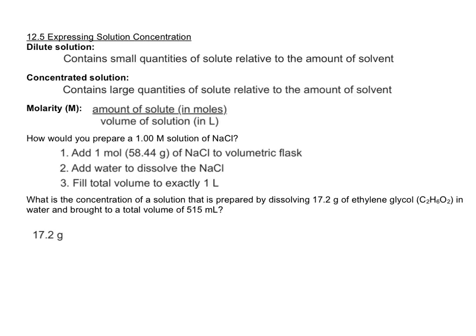All right, and then if we have 17.2 grams of that, we need to figure out how many moles that is, because we find concentration by doing the number of moles divided by the total volume. Okay, so 17.2 times 1 mole over 62.068 grams is 0.277 moles of ethylene glycol. All right, and then to get the molarity, we would divide by the total volume. So that's 0.515 liters, because we need to be in liters, not in milliliters. And if we divide that out, we get 0.538 molar, and that would be the concentration of our solution.